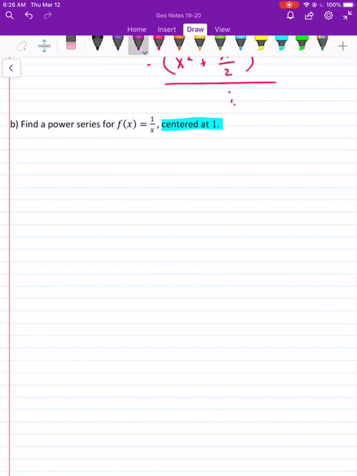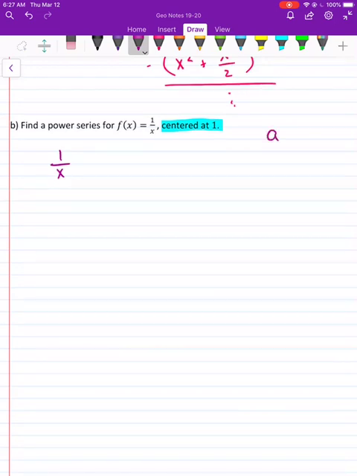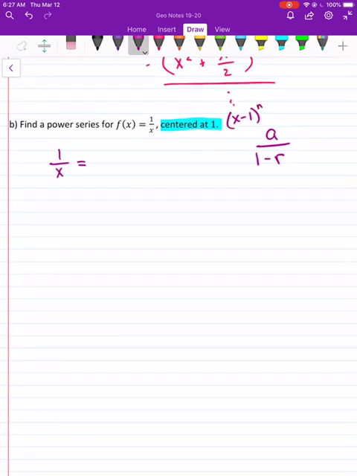So what we want to do here is we have 1 over x, and we want to put it in the form a over 1 minus r, but remember in this case we want our r value to be an x minus 1. Okay, because it's r to the n, and we want in our power series x minus 1 to the n. Okay, so that's our goal. We want an x minus 1 to the n for our power series. And in our geometric series, usually we have r to the n. Okay, so how do we do this?